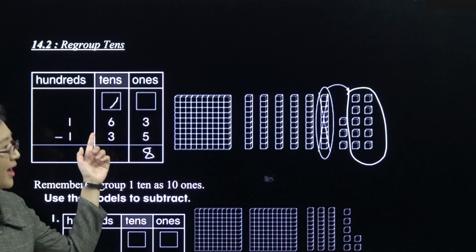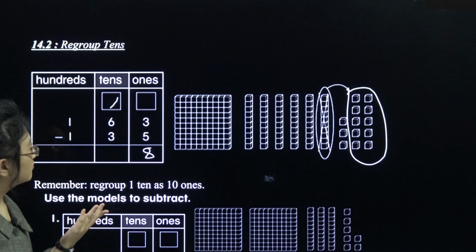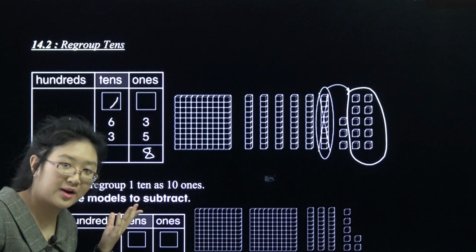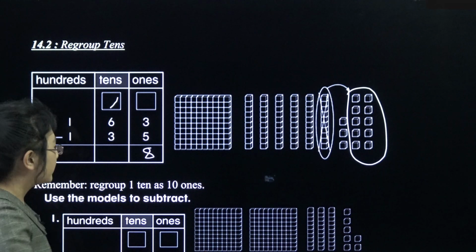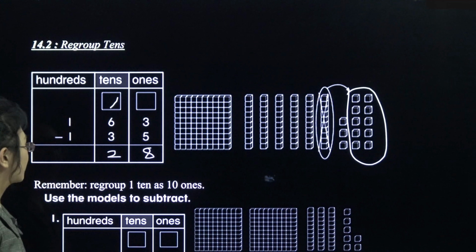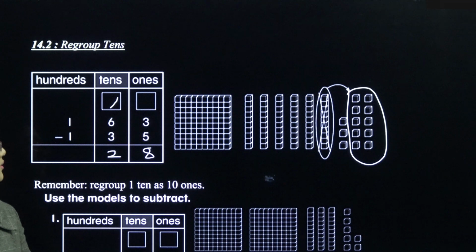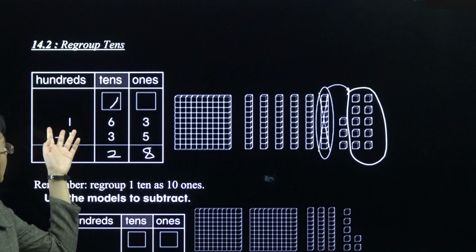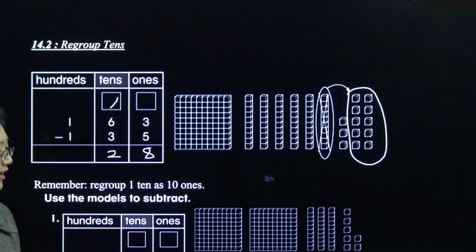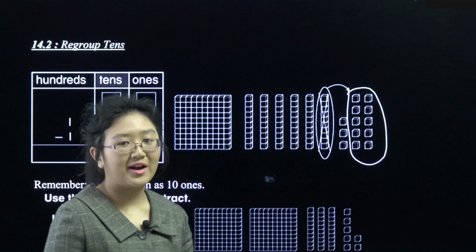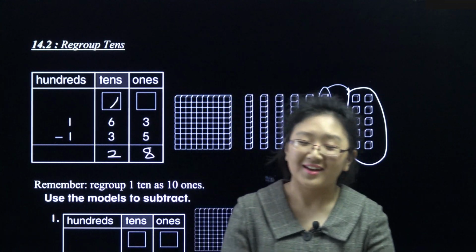And since we borrowed a 10 from the 6 tens, well, what's 6 minus 1? 5. 5 minus 3 equals 2 tens, and then 1 minus 1 equals just, well, 0 hundreds. And now we get 163 minus 135 equals 28. Now remember what I said about borrowing the 10? Yeah, you're technically just taking it.